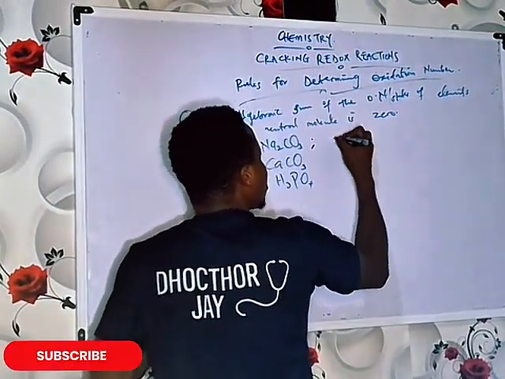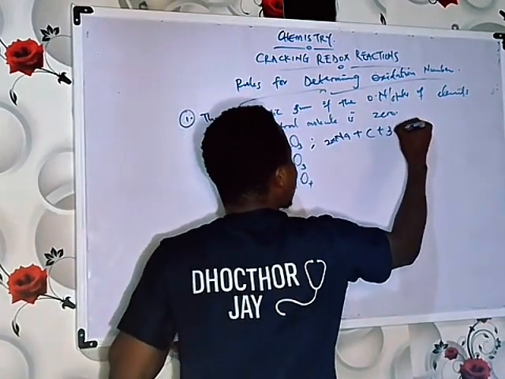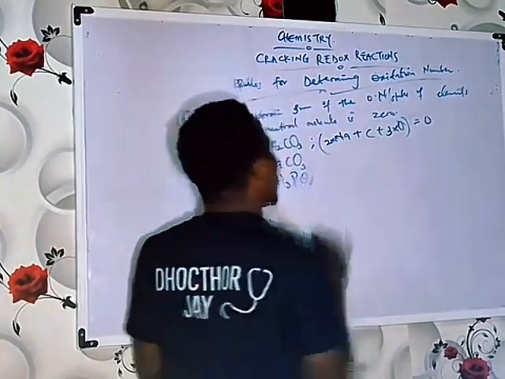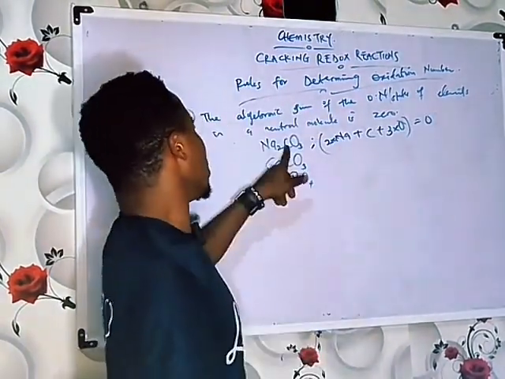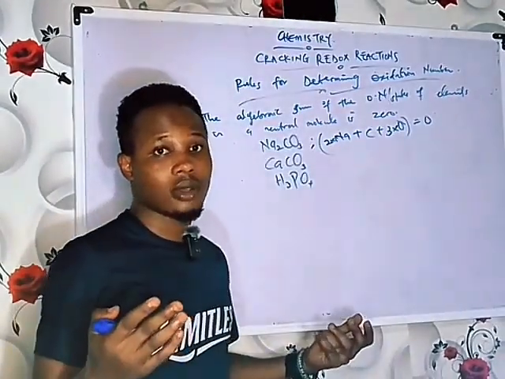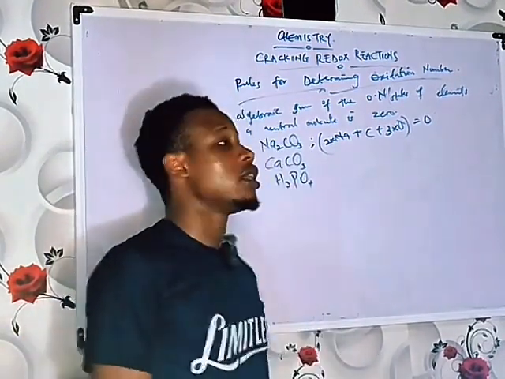So when you add everything together, the algebraic sum is going to be Na2, which means 2 sodium, so that's 2 times Na plus C plus 3 times O. Everything, this is the algebraic sum, must be equal to 0 for a neutral molecule. This is neutral because when you look at this molecule, there is no charge.